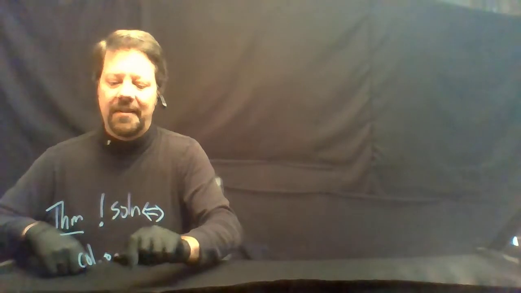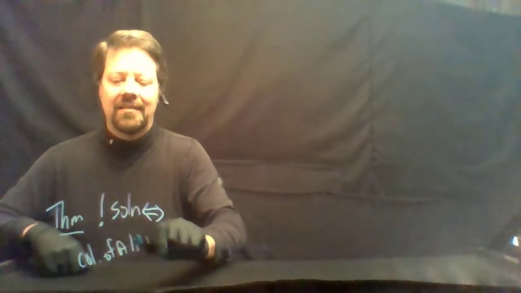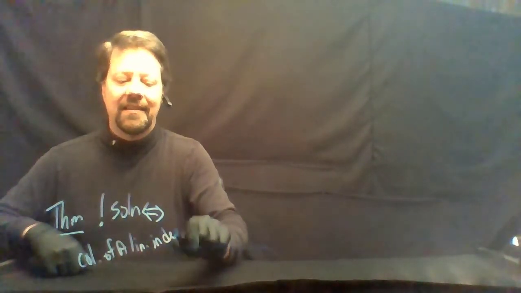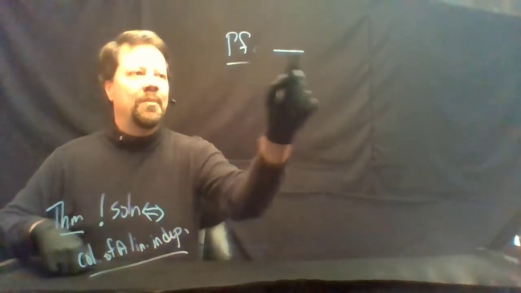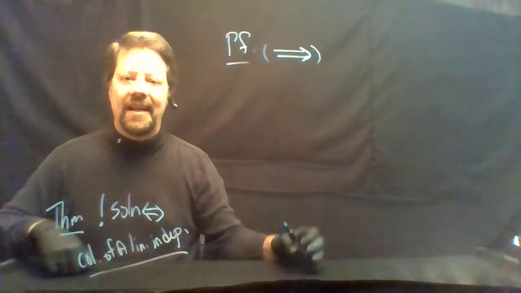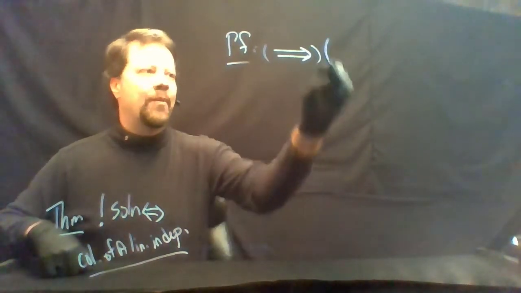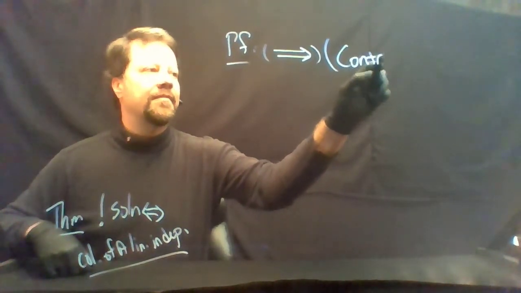Remember, the theorem basically states: there exists a unique solution, and an exclamation mark is the mathematical symbol for uniqueness, if and only if the columns of A are linearly independent. So in our proof, we'll begin with the implication in this way, and we'll prove this by way of contrapositive.